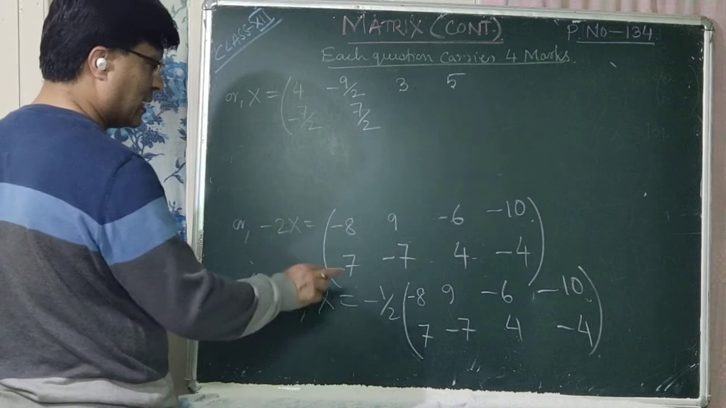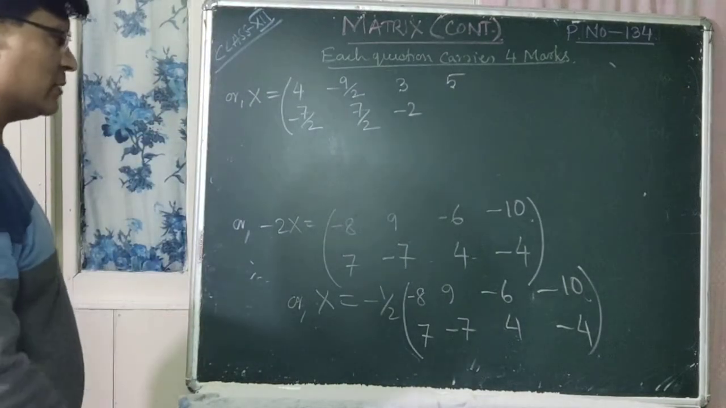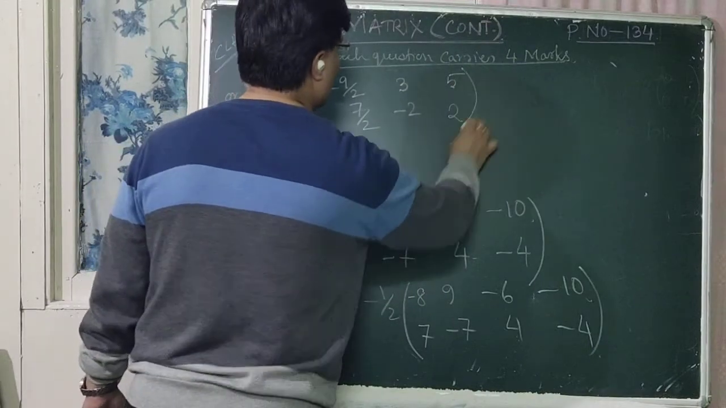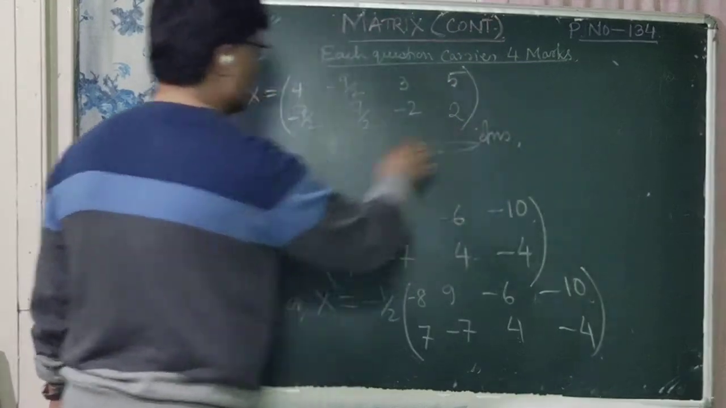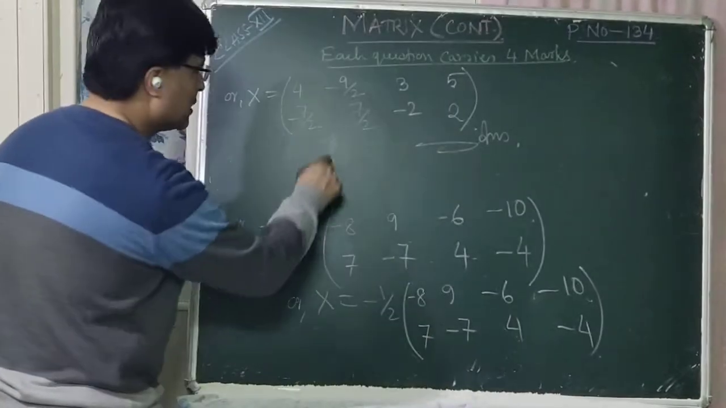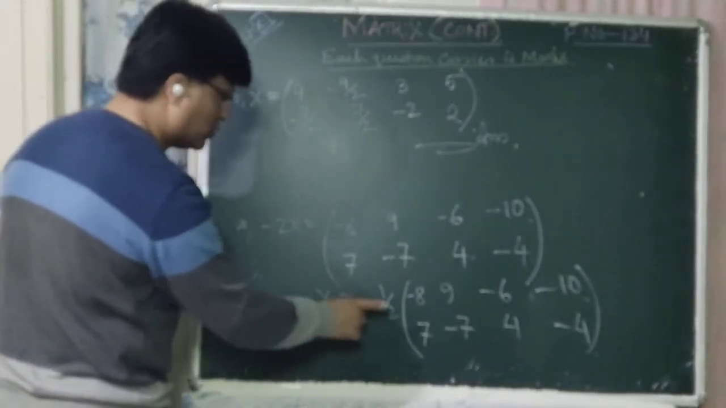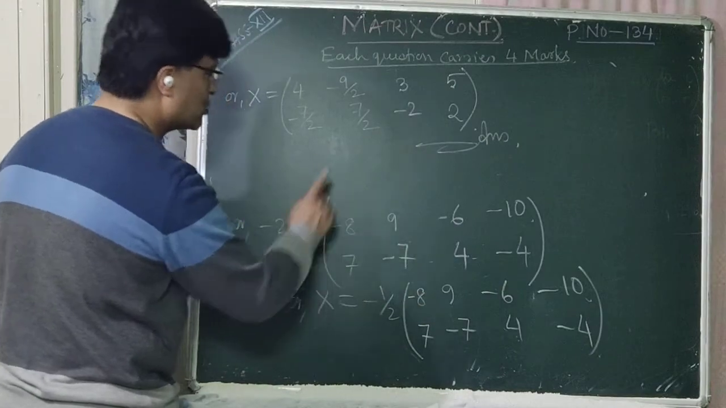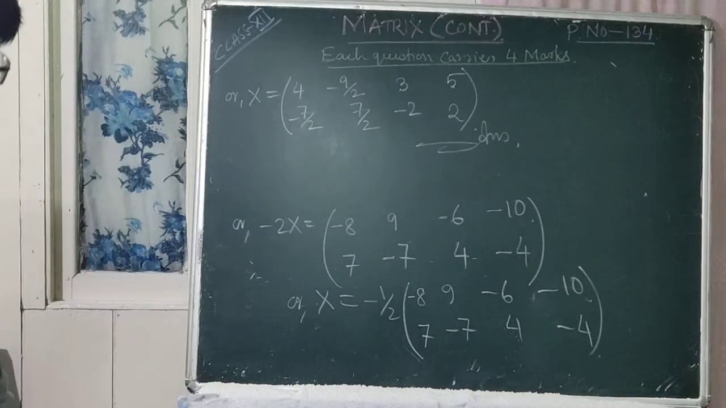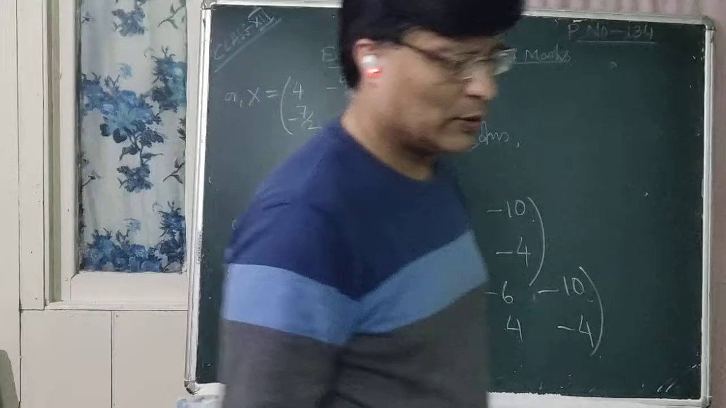And next one is minus half into 4, that is minus 2. Then minus half into minus 4, that is minus 2 into minus is plus 2. So this is the final answer. Let us check it once again. Minus 2 into minus is plus 4, minus 9 by 2, minus 2 into minus is plus 3, plus 5, minus 7 by 2, plus 7 by 2, minus 2, and then plus 2. So this is the final answer. So we have got the matrix X. Okay. So you can copy it.